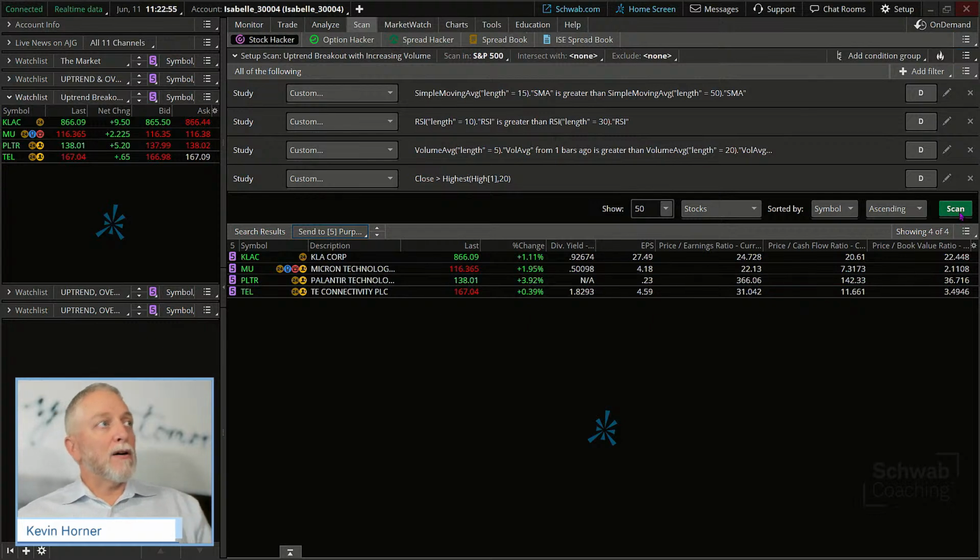So here, let's look at our criteria. We've got the simple moving average of 15 period that is above a 50. We've also got an RSI criteria. Here, we have played with the relative strength index. So what we're relying on now is a 10 period, 2-week RSI. Remember, the default is 14 periods for the look back. Here, we're asking for a 10-day RSI that is greater than a 30-day RSI.